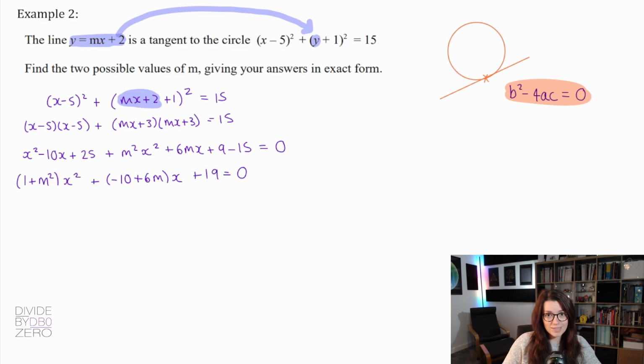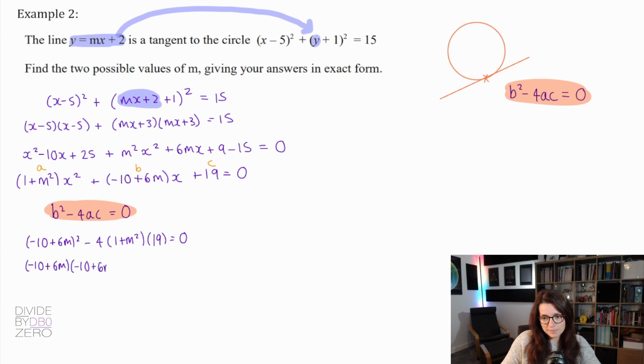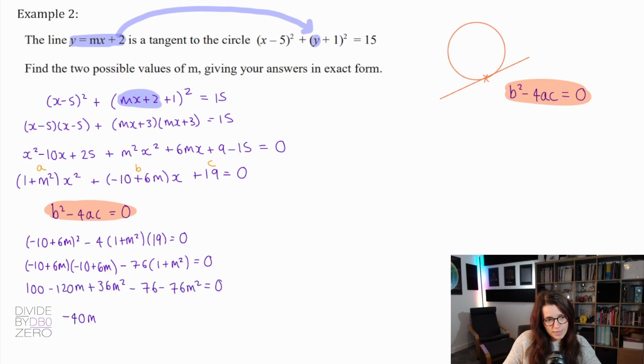This is the quadratic that we're going to do the discriminant on. So once again, we said for this scenario, b² - 4ac is going to be equal to 0. And this time around, we've got a is this, b is this, and c is this. So if we sub those in, we're going to get this. Expand and simplify. Multiply the 4 and the 19 together here first to get 76, and then expand that with the bracket. Tidying up, we get this: -40m² - 120m + 24 = 0.